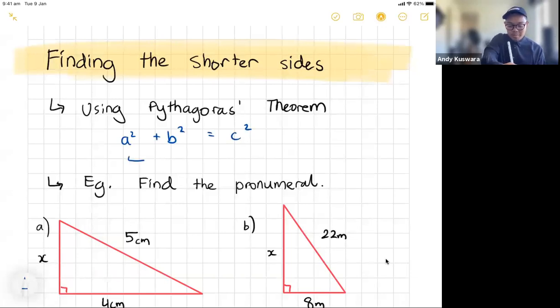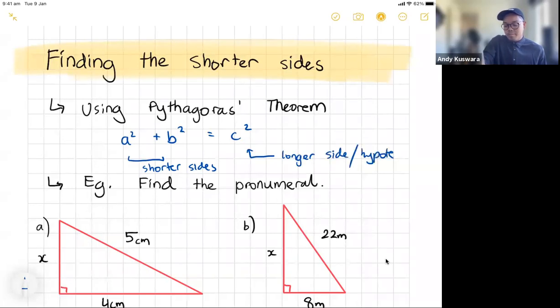Now, remember that a and b doesn't matter. They're interchangeable. Doesn't matter which one's which, as long as these ones are the shorter sides. And then the c squared, that's the one that's the longer side, or in other words, the hypotenuse. It doesn't matter if it's short one number one, short one number two, or short one number two, short two number one. As long as you've got the two shorter sides added together, you'll get the square of the longer side.